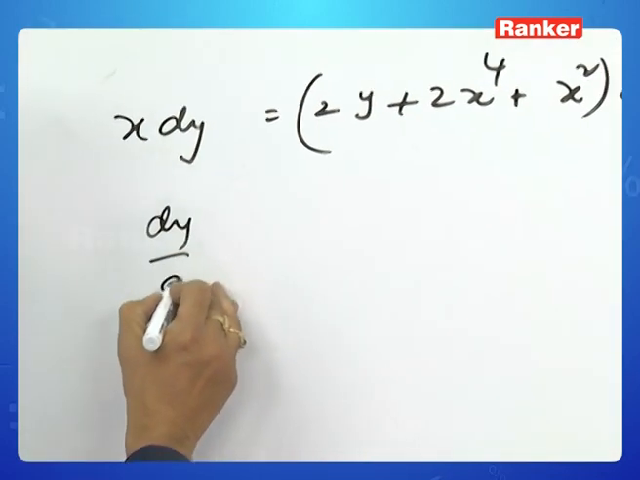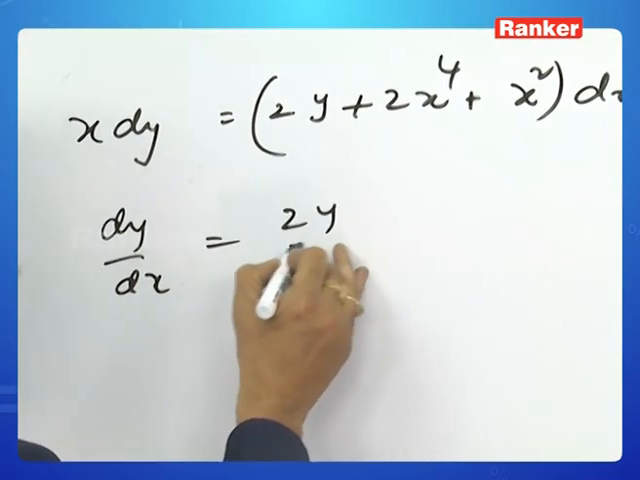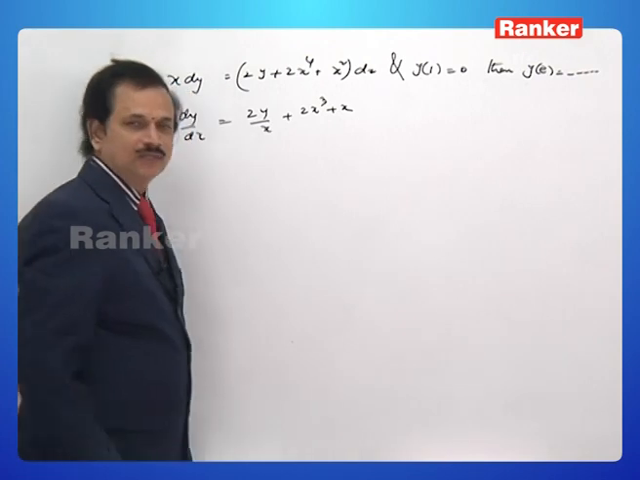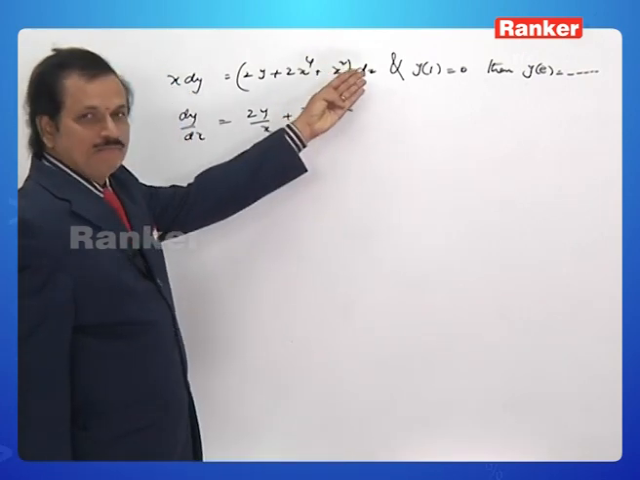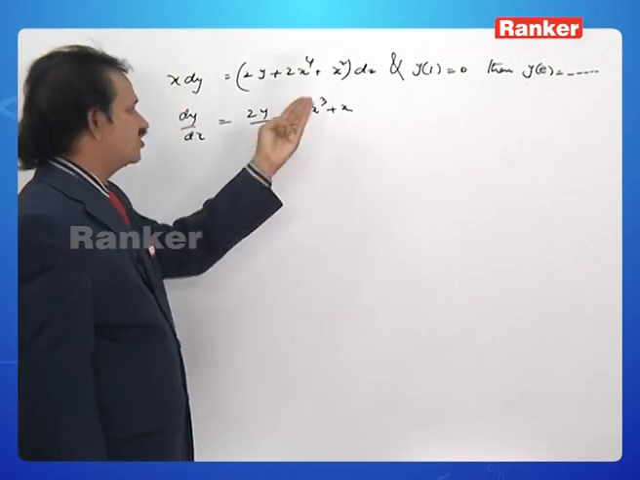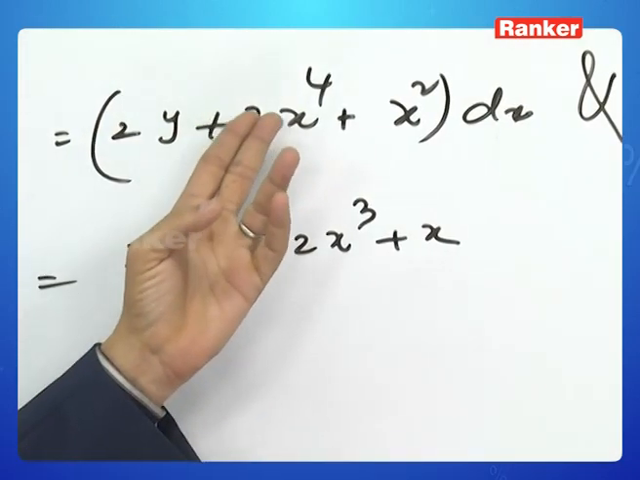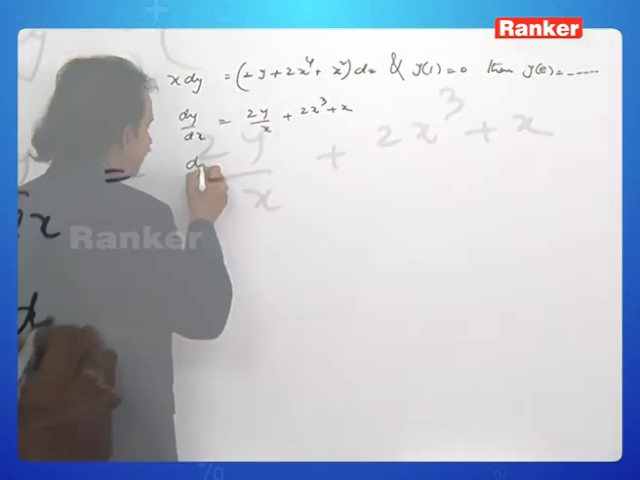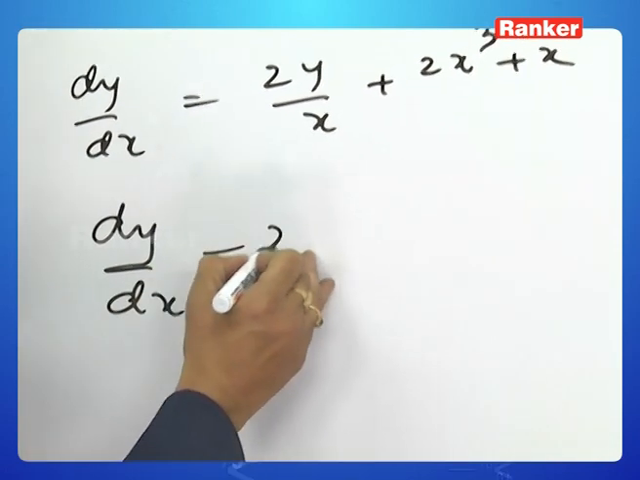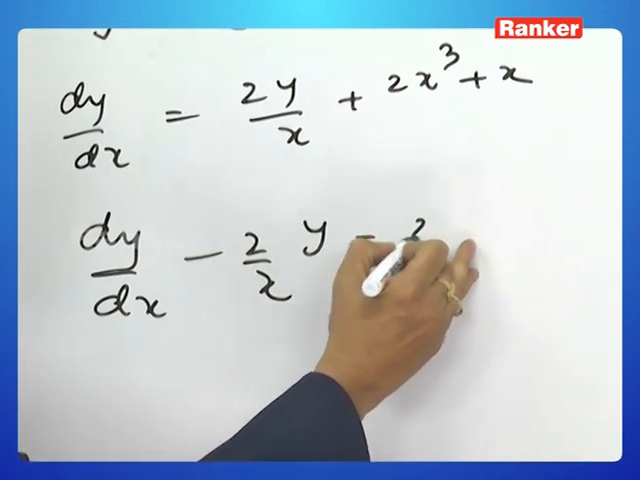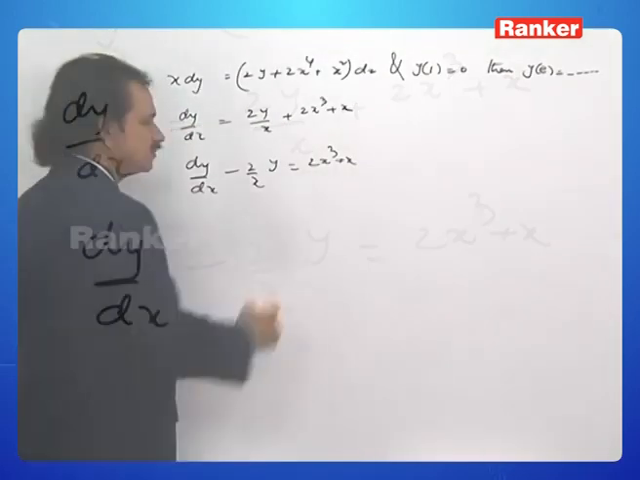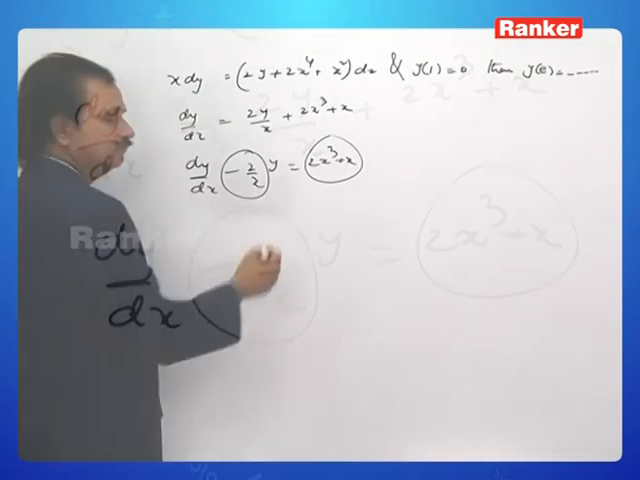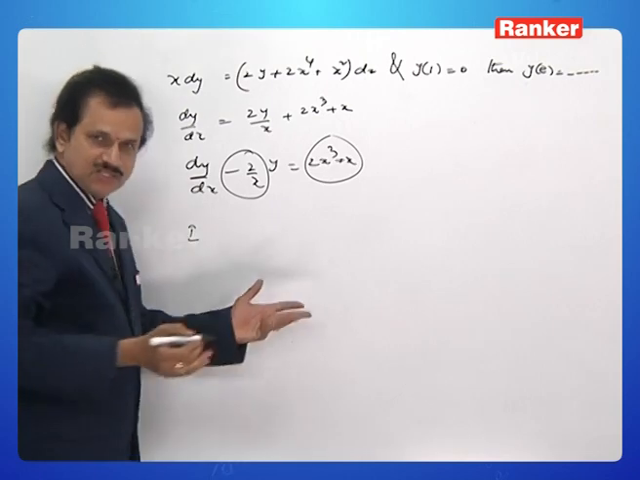dy by dx is equal to 2y by x plus 2x cube plus x. How could you get this? I have brought dx this side, sent x that side. 2y by x, 2x power 4 by x is 2x cube, x square by x is x. From this, dy by dx minus 2 by x into y is equal to 2x cube plus x. Surely this is P, this is Q. No doubt this is linear in y.